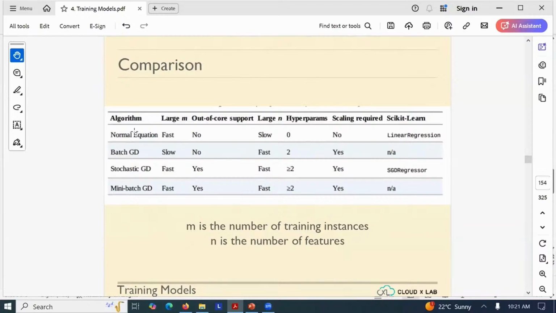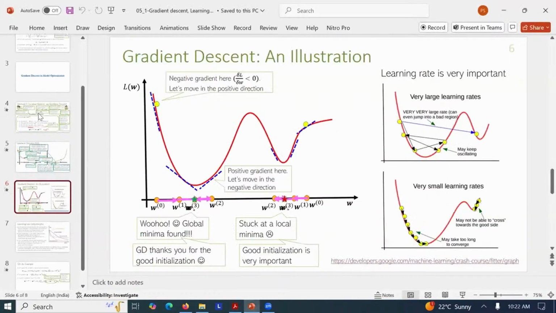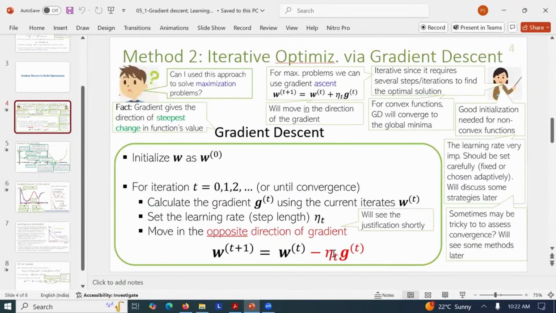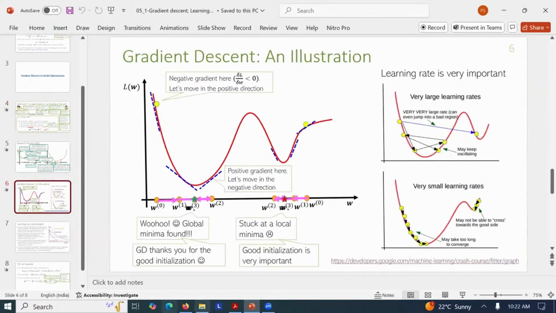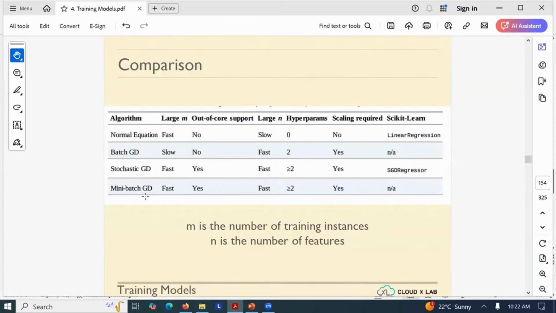So we don't have any hyperparameter in the normal equation method, right? Because we are using one equation to directly get the solution. In batch GD, SGD, mini batch GD, there are so many hyperparameters, right? For example, eta t, the learning rate, is a hyperparameter, the number of iterations is a hyperparameter, and in fact in mini batch, the mini batch size is a hyperparameter, right? Because we can take a mini batch of 10, we can take a mini batch of 20.